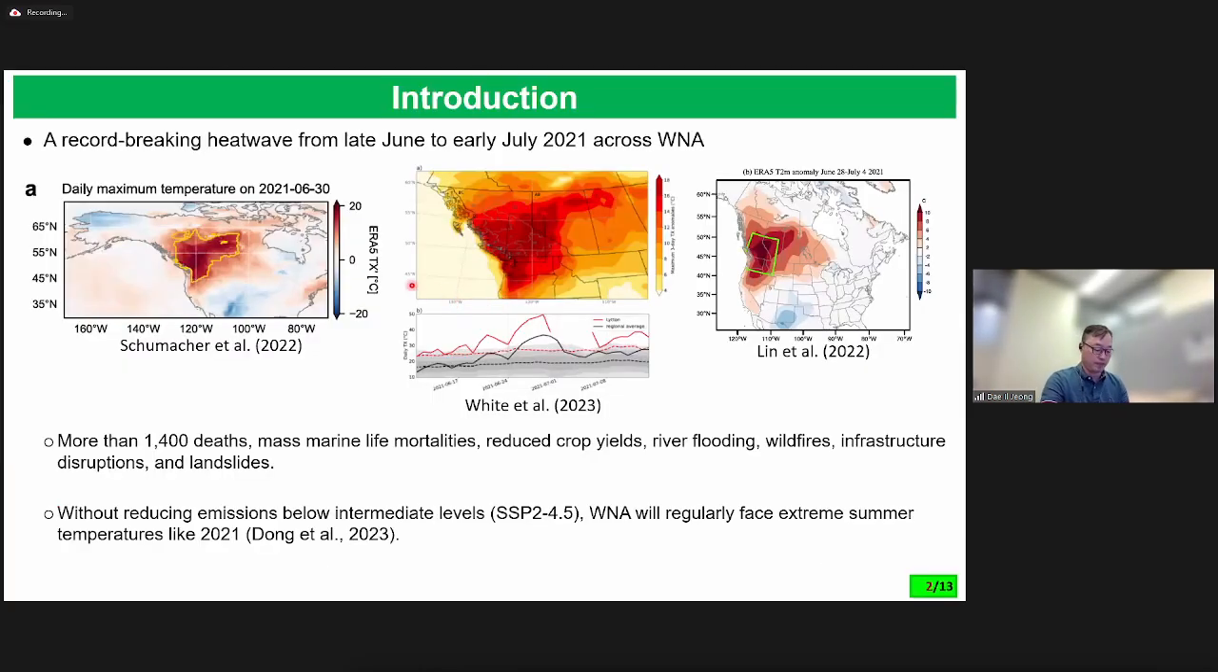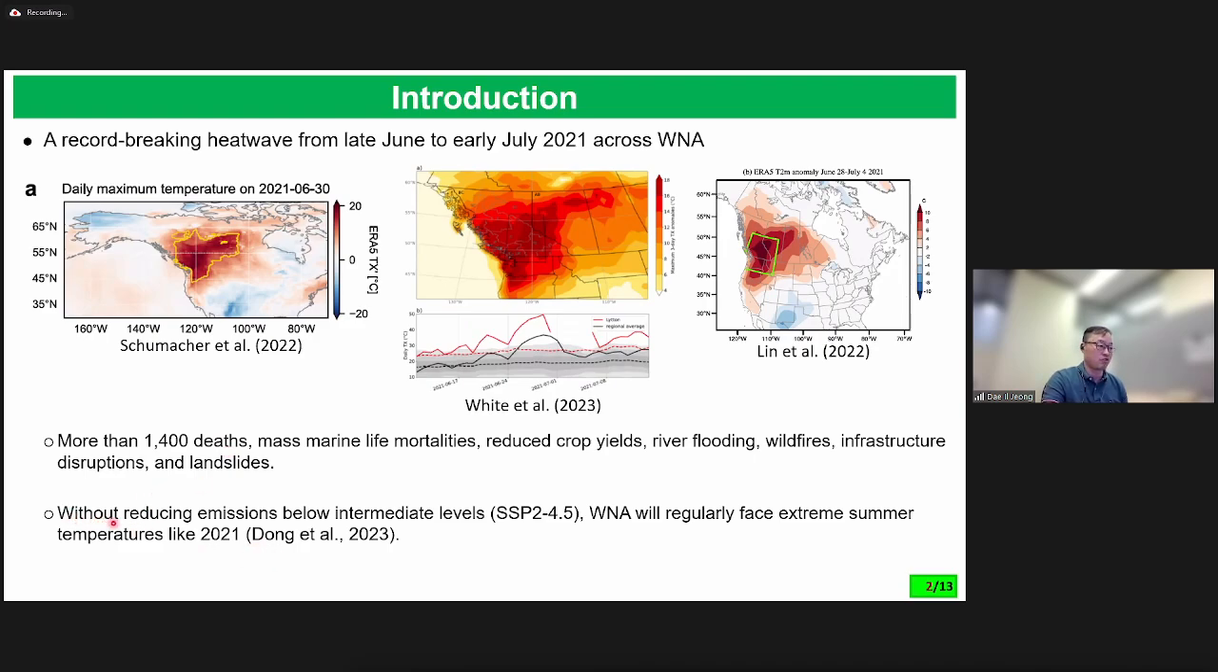There was a record-breaking heat wave from late June to early July 2021 across Western North America, and many researchers showed how severe the event was, using different indices and approaches from both climatological and weather perspectives. The event resulted in a lot of severe impacts, including more than 1,400 deaths.